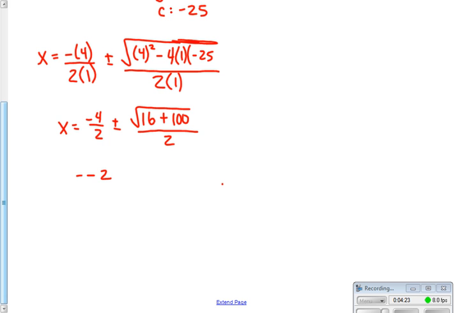Example 4, again, go ahead and give this a shot here. We need to go ahead and write it in the form ax squared plus bx plus c equals 0. So the first step here in example 4 is go ahead and distribute, and we get 3x squared minus 12x equals 2. So we need to subtract 2 from both sides, and we have 3x squared minus 12x minus 2 equals 0. Pull out your a, b, and c values.